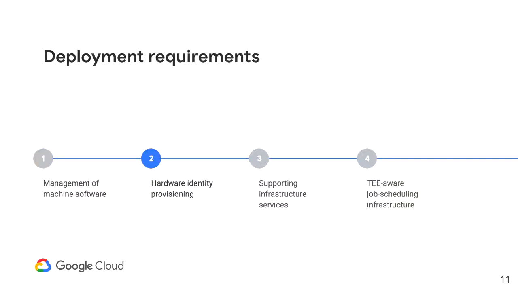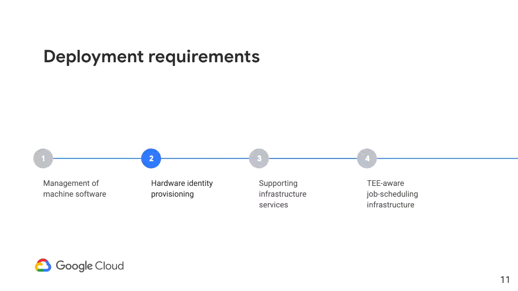Before we can actually run any Enclave workloads in our data center, we need to fulfill a second requirement, which is to provision hardware identity across our fleet. This is so that a job running on a machine can make use of that machine's hardware identity for attestation. There are several different provisioning scenarios that we need to handle in our data center.